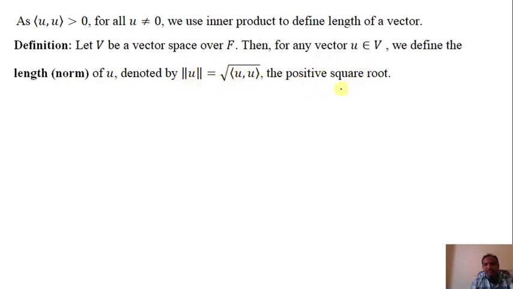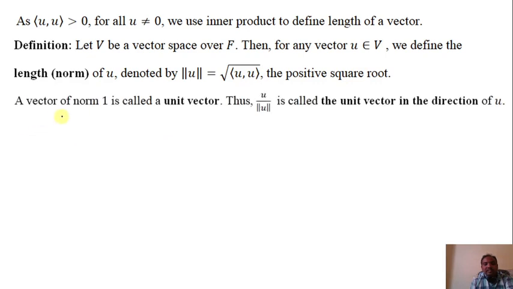Positive square root. So, a vector of norm 1 is called a unit vector. That means u by norm u is called the unit vector in the direction of u. Unit vector in the same direction of the vector.